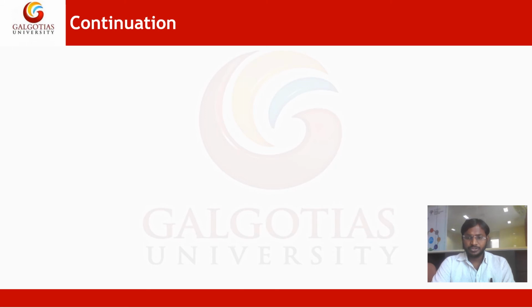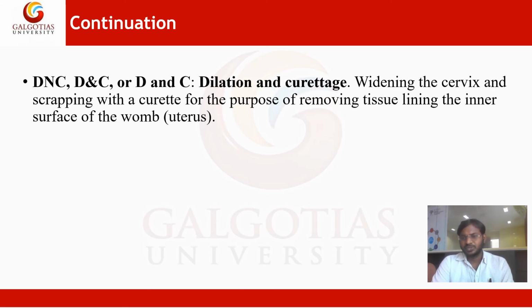Continuing in the slide, the DNC, or D and C, is dilation and curettage. It is a treatment related to females. When the patient has a problem with the cervix or uterus, with the help of some equipment they go for cleaning, or they collect a sample from the uterus. That is the DNC.